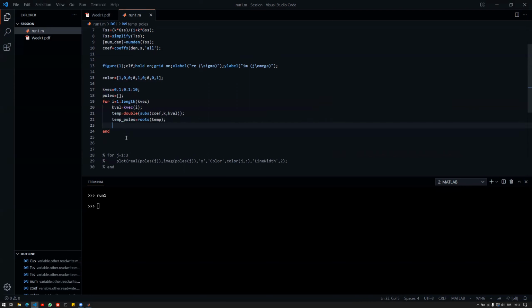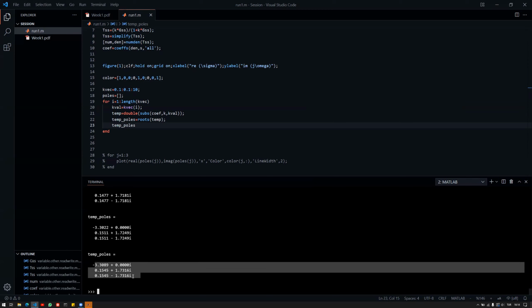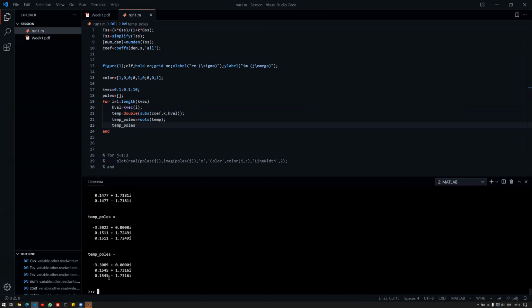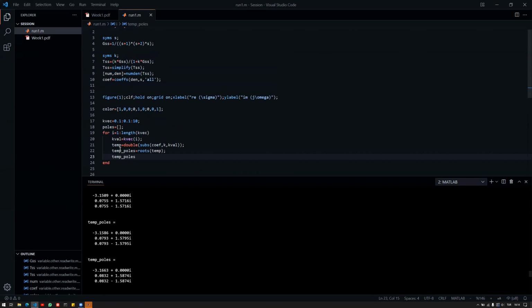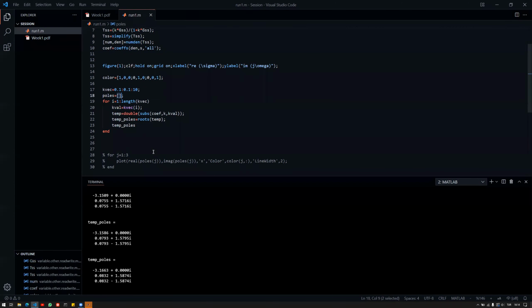Now, if I do this, what will be the structure of my temp poles? Now you can see that it is a column vector, 3 rows, and this is just a column. So what I need to do is I should place them side by side in a matrix. So each column would be a certain k value, and each row would correspond to each pole of the closed loop. So therefore, it's quite easy to generate a matrix in Matlab.